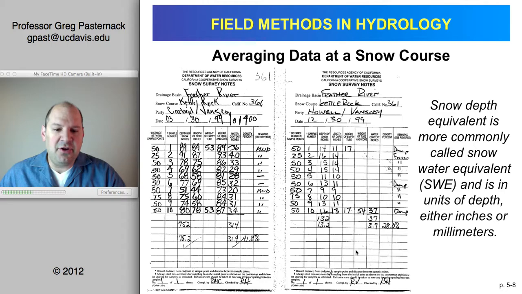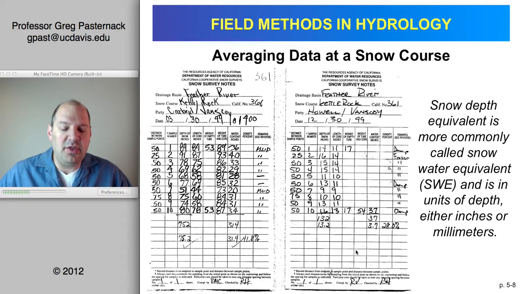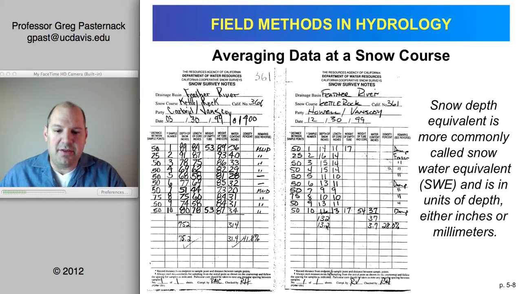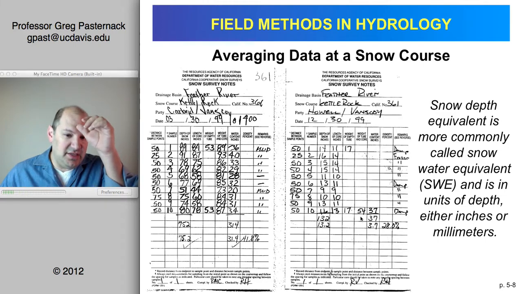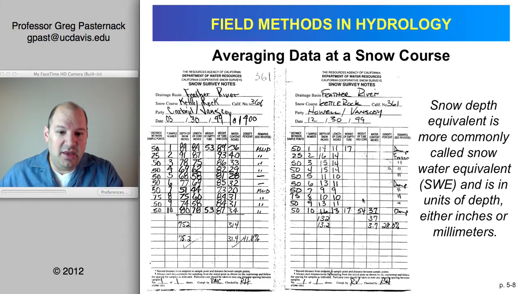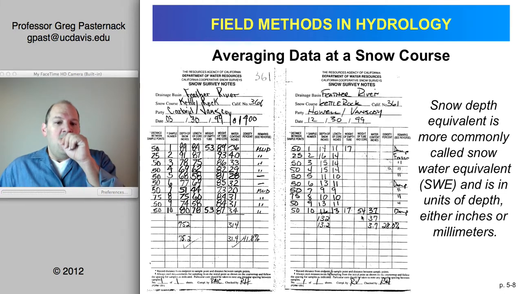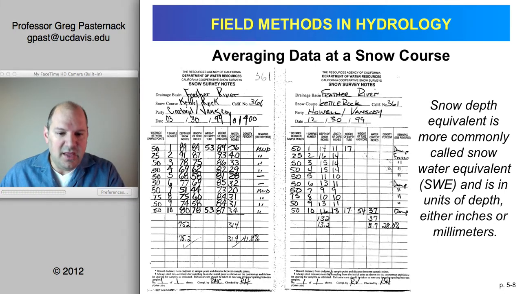On the right is another example from a snow course, but it's one that has relatively little snow in it. You can see that there's only an average of about 13 inches of depth of snow, and there's not enough weight to register always, and so it's here. It's kind of like the total. The total of all of that was 54, and so the average is only 3.7 inches.